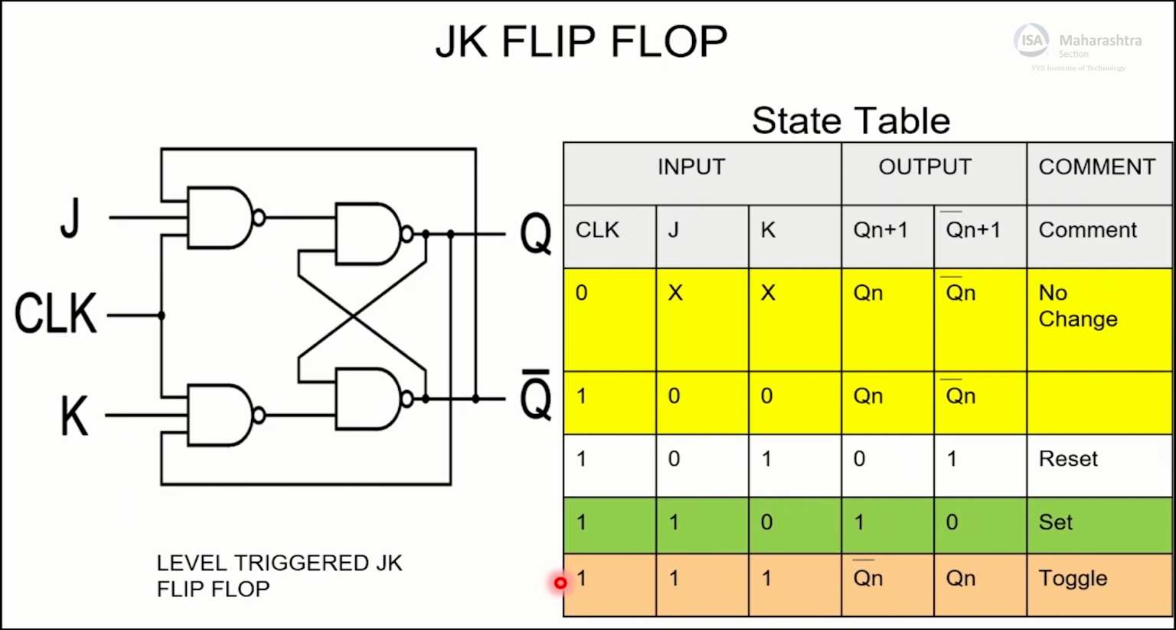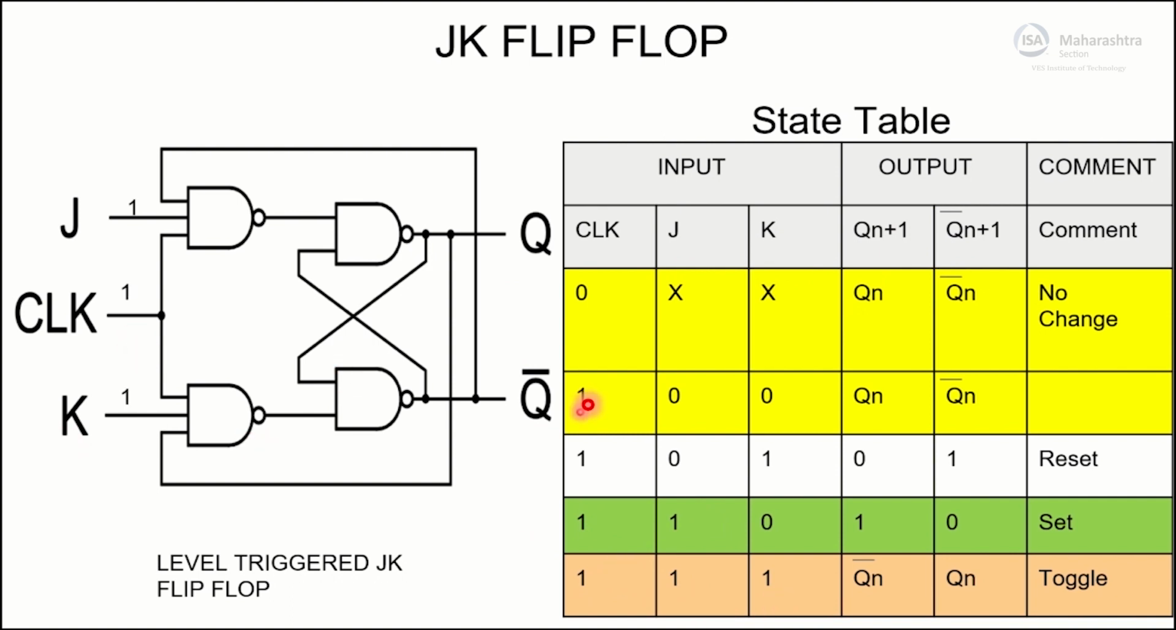JK has the same working as SR flip-flop. The only difference here is that in the diagram, the outputs are fed back to the inputs to avoid racing condition. JK state table has similar outputs and inputs like SR flip-flop. Only at J equal to K equal to 1, the JK flip-flop behaves differently than the SR flip-flop. We will examine this unique condition.